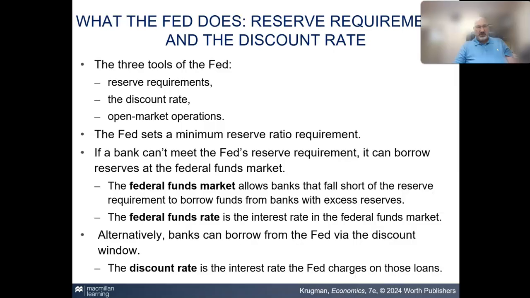So the Fed sets a minimum reserve ratio requirement. Not anymore, it's 0. If the bank can't meet the Fed's reserve requirement, it can borrow reserves at the federal funds market. And the federal funds rate is the policy rate for the Fed nowadays. So the federal funds rate is the interest rate between member banks. So if a bank, let's say Farmers and Merchants Trust, needs to borrow from another bank, right?